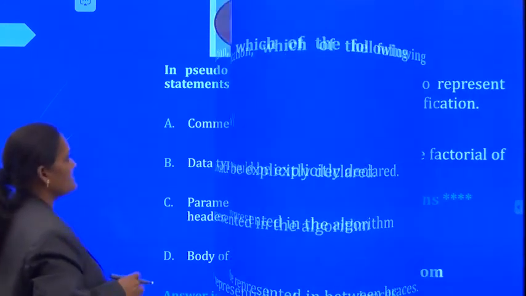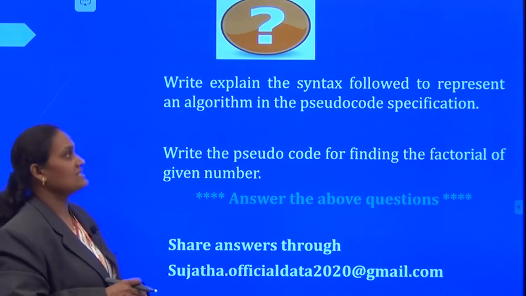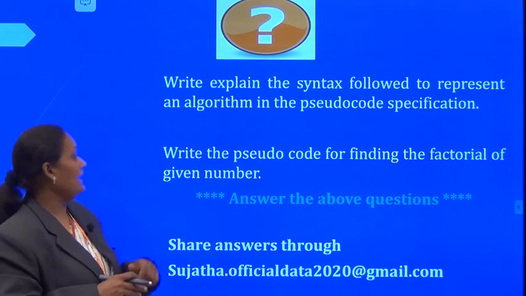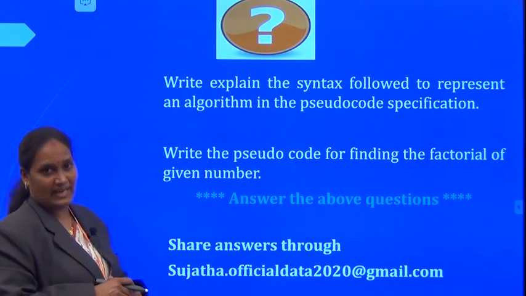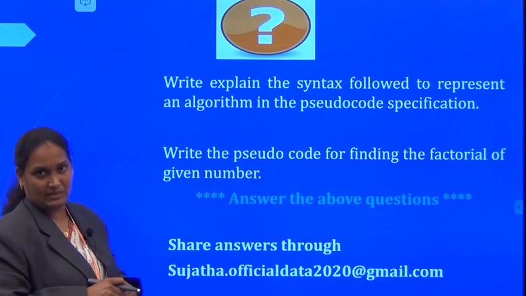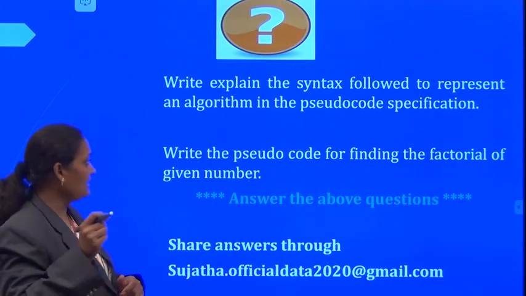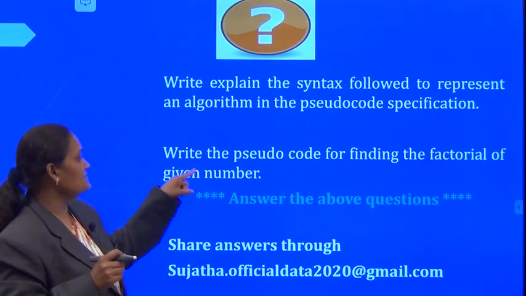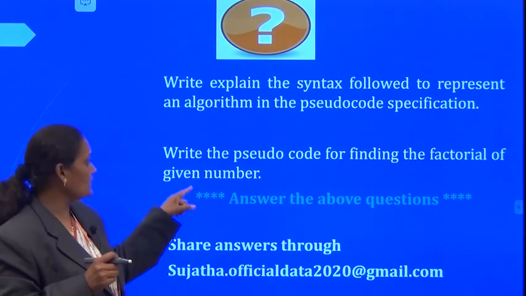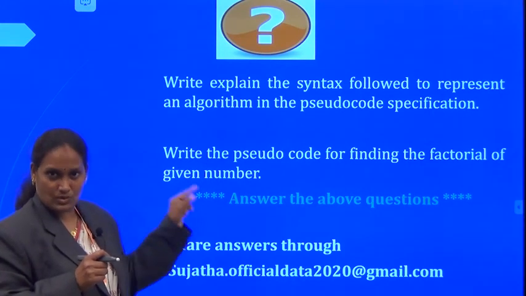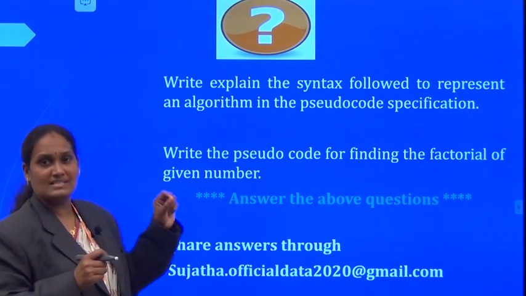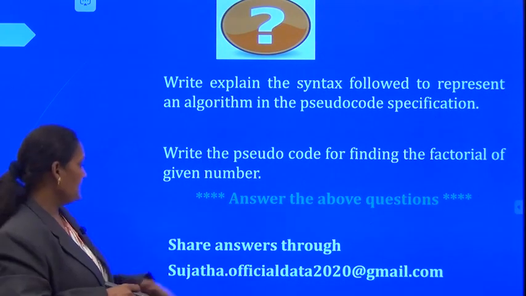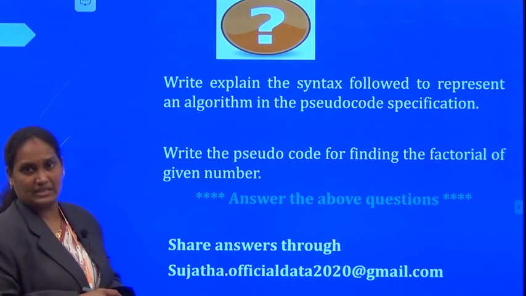The next question is, write and explain the syntax followed to represent an algorithm in pseudocode specification, and also write the pseudocode for finding the factorial of a given number. And also here you need to justify the syntax that you followed in writing the pseudocode for the factorial of a given number, and share your answers through the given mail ID.